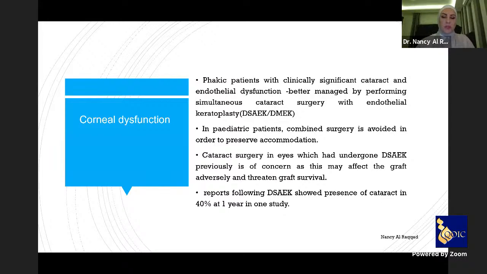Cataract surgery in eyes that had undergone DSEK previously is of concern, as this may affect the graft adversely and threaten graft survival. So it's important if you want to plan for cataract or IOL power calculation in DSEK patients or in a corneal decompensation, to do it simultaneously at the same time, or if you are waiting for a graft, to do it in 2 steps. So you do the cataract first, and then you transplant the endothelial graft.